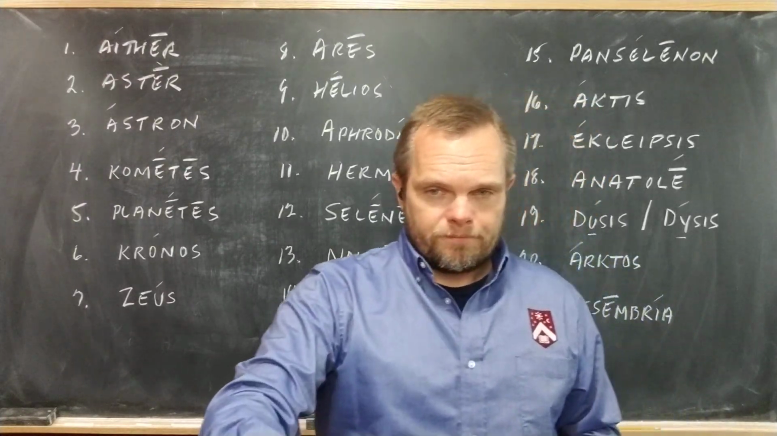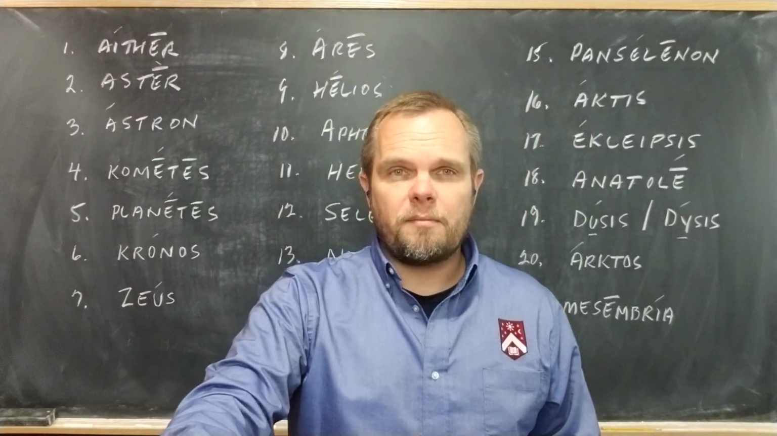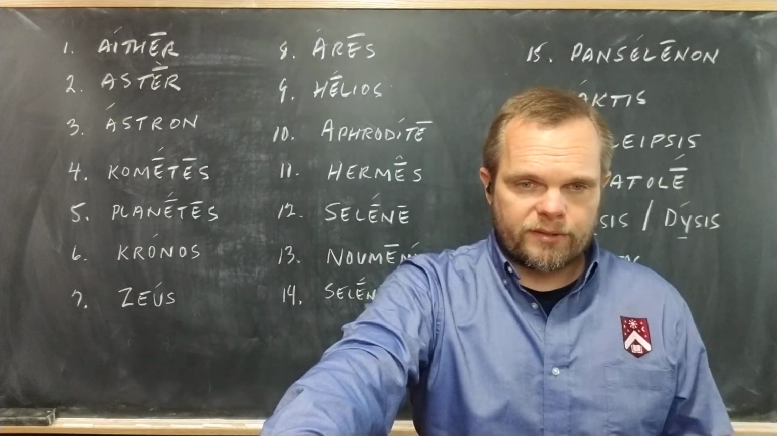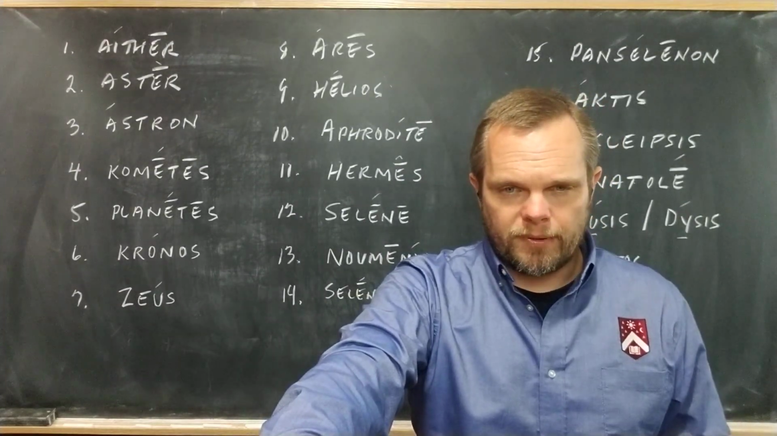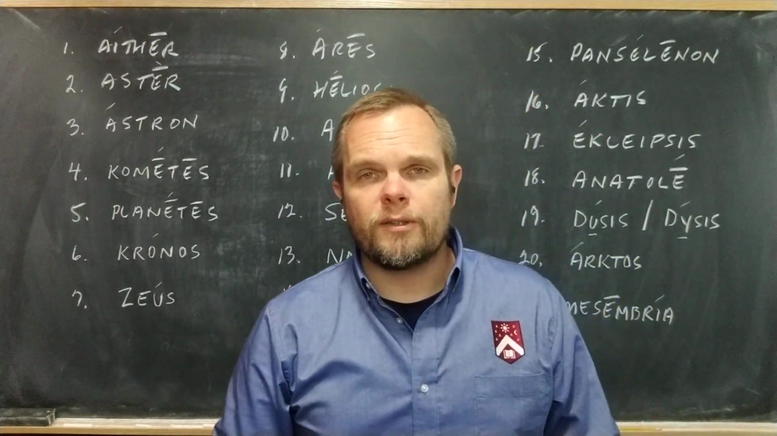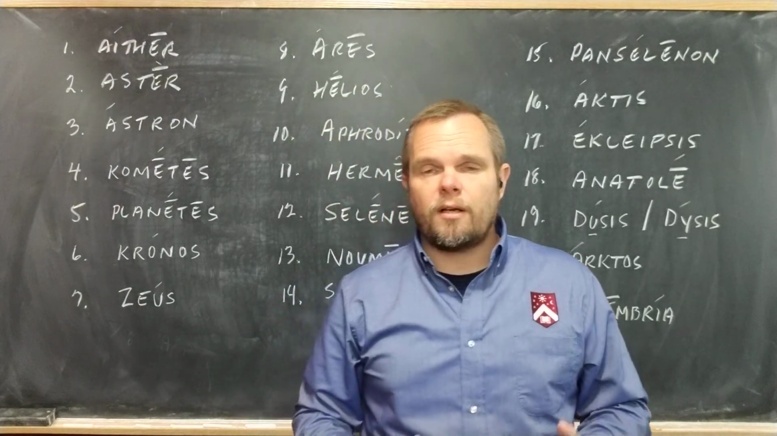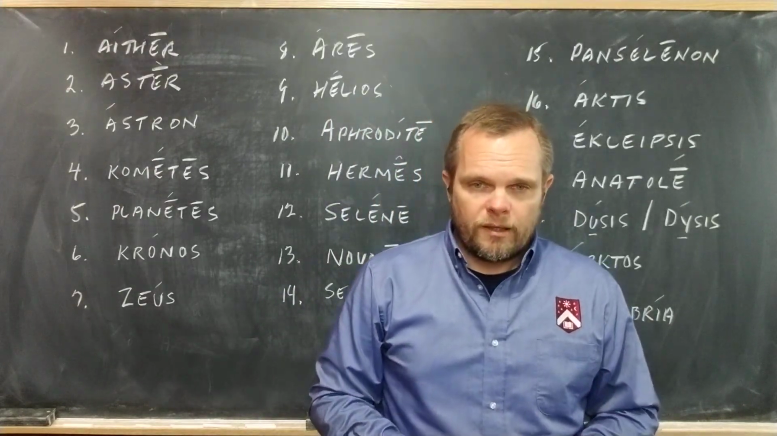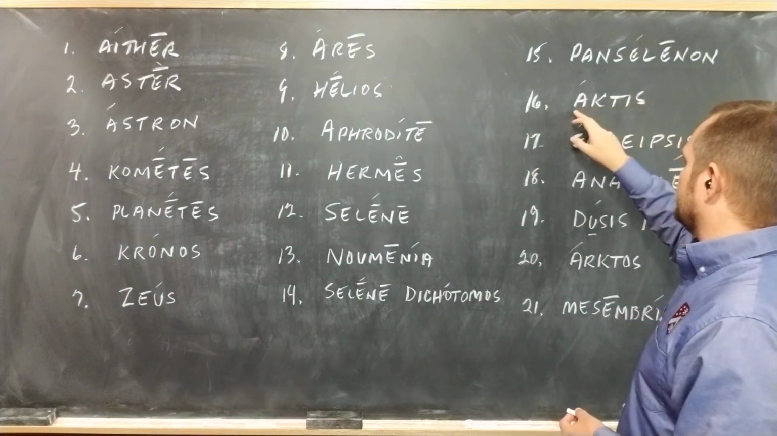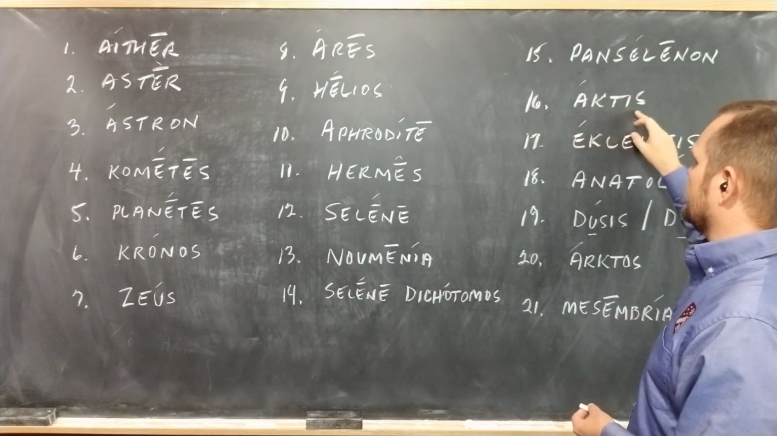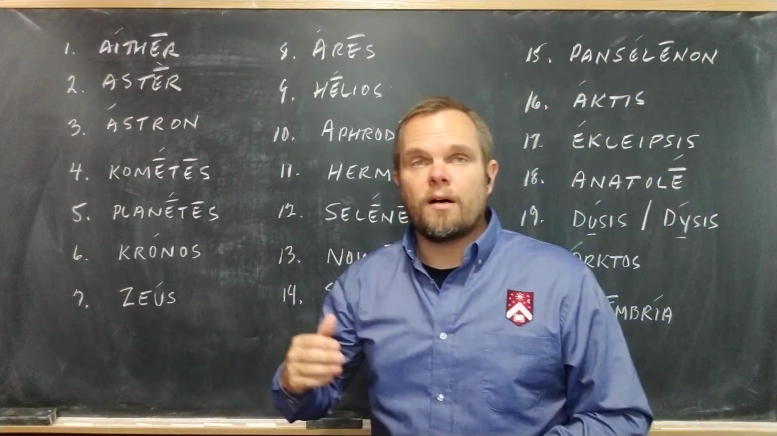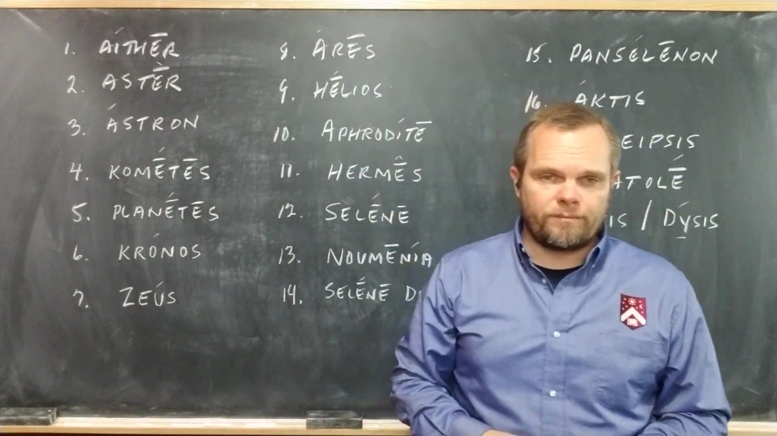Number 16. A sunbeam or a ray shining from the sun. A ray of sunlight or a sunbeam. In Latin, it's called radius. Radius in English. In Greek, we have actis. Actis is the name of a sunbeam in Greek. Actis or radius in Latin.